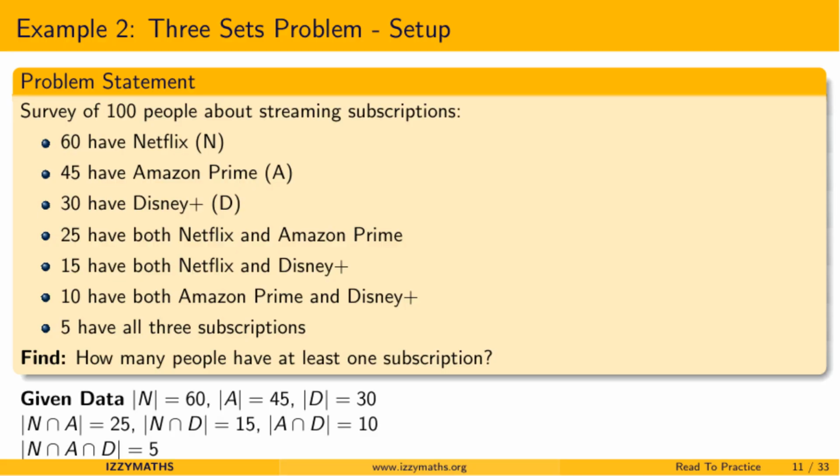We want to find how many people have at least one subscription. Our given data: the absolute value of N equals 60, the absolute value of A equals 45, the absolute value of D equals 30, with intersections as stated, and the absolute value of N intersection A intersection D equals 5.